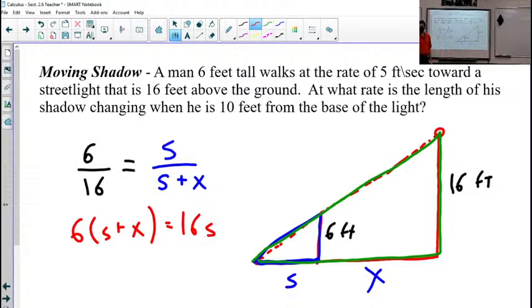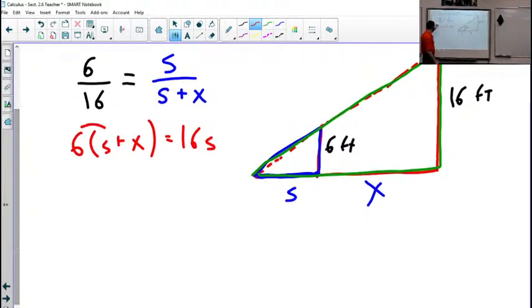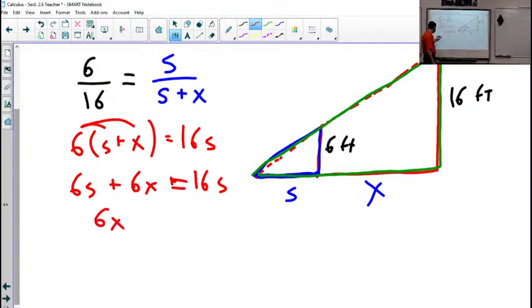Follow that so far? That's just basic solving proportions stuff. So now I'm going to distribute. And now let's get everything on the same side. Okay, and I'll stop there. Much easier to take the derivative of than this thing, this big complicated quotient rule.